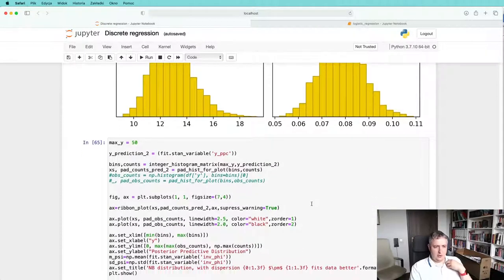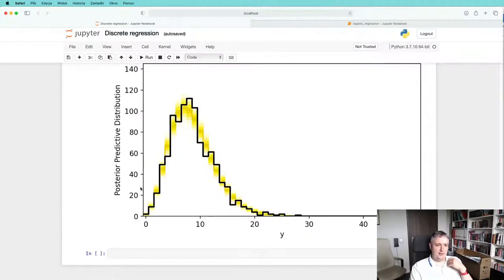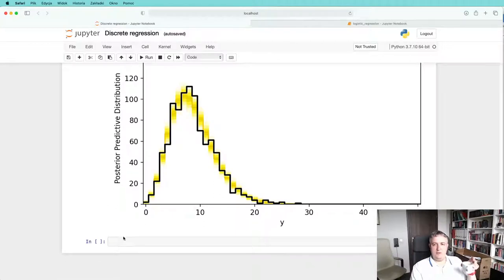And in such a situation, again doing our plotting, we can see that we have a distribution that is much better fitting to our data set. There may be slight differences, but reasonable. Our histograms are consistent with our data set.